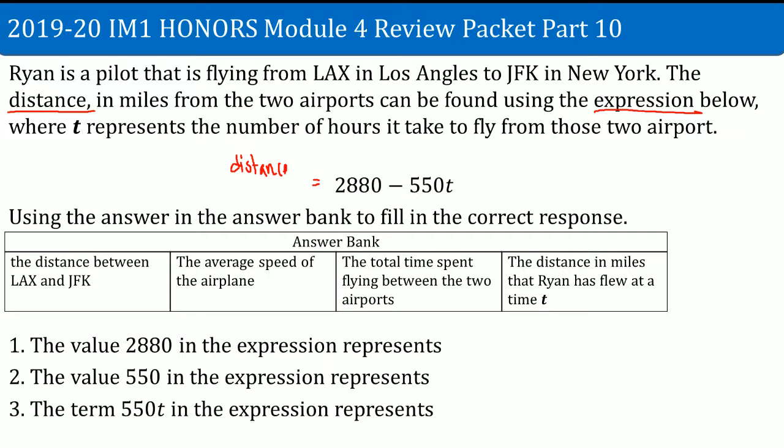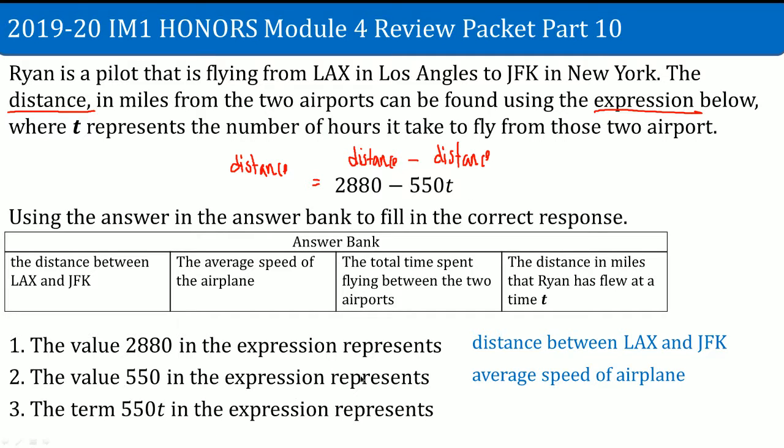That means the units here have to be distance, and it has to subtract another distance. So the value of the expression has to be distance. The 280 is the distance between the airports, minus the 550t, which is also a distance. But what is just the 550?